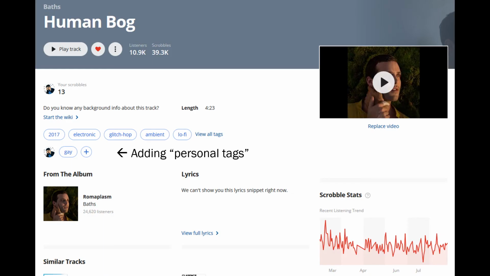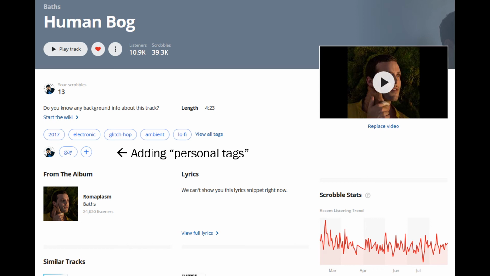world that matters. One aspect of the site that was not as widely used, but still common, was tagging. So you could add as many tags as you want to any track in your library that you have scrobbled, and this was a way that you could categorize tracks, or not really make playlists, but just kind of sort your tracks into groups. Here I've added the tag gay to the track Human Bog by Baths.